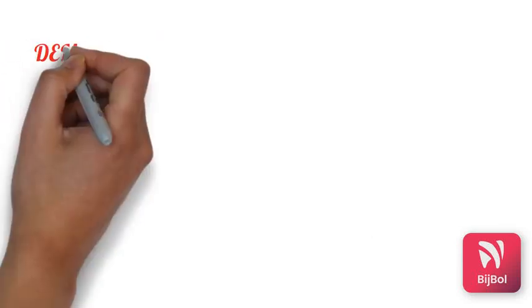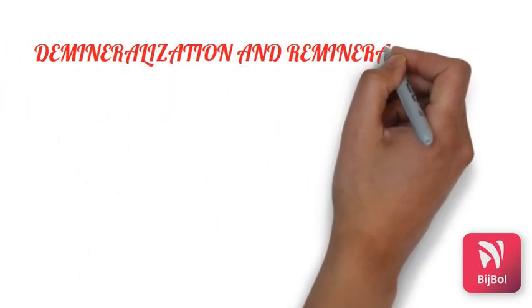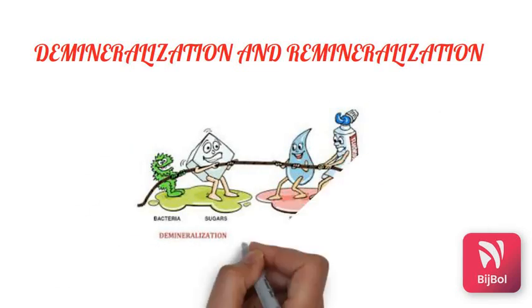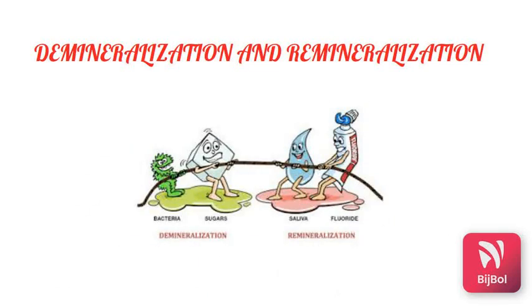Next, we'll see the demineralization and remineralization cycle. This is an alternative pathway which occurs throughout the tooth. The demineralizing agents such as bacteria and sugars, whereas the remineralizing agents such as saliva and fluoride, will act simultaneously to prevent the decay of the tooth.